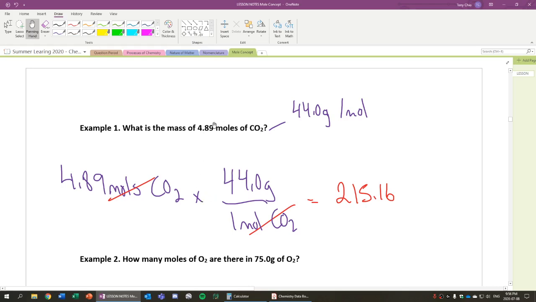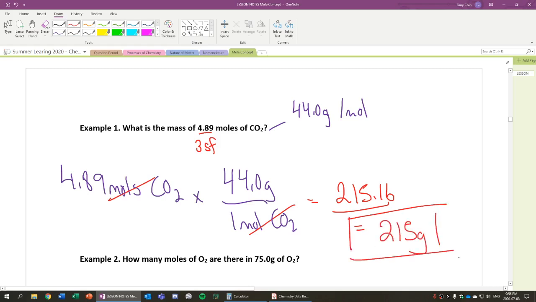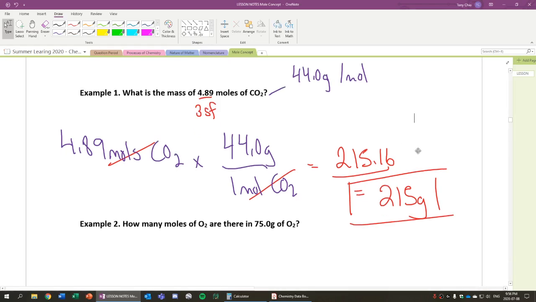Well, in that case, how many sig figs does this number have? 3 sig figs. Because it has 3 sig figs, our answer should also have 3 sig figs. So our answer rounds to 215 grams. That's our final answer. So make sure you always keep track of your sig figs or know how many sig figs to round to. It usually comes from the original question. Okay, let's look at the next example.